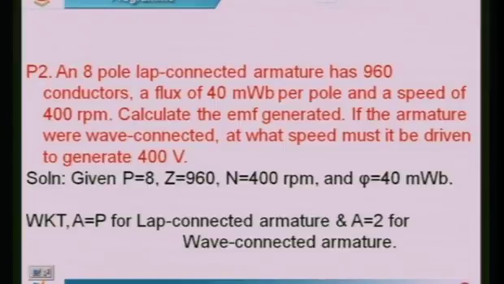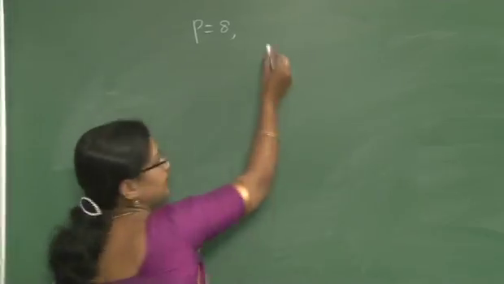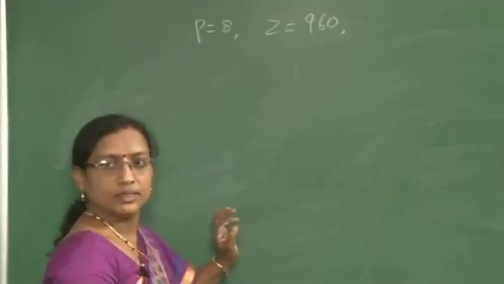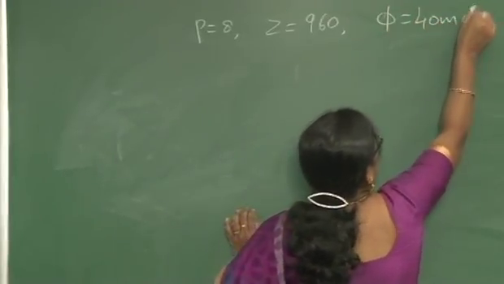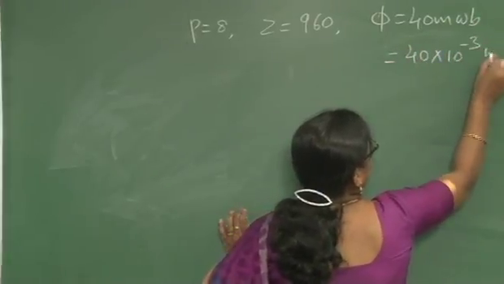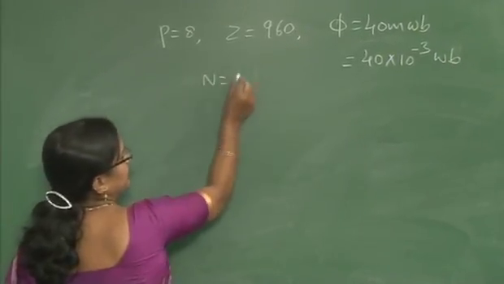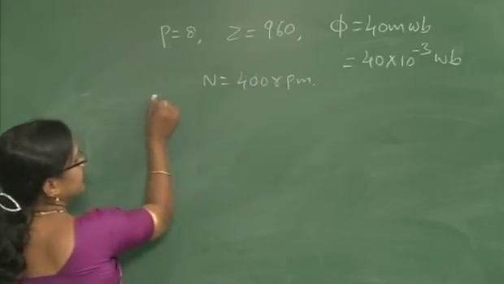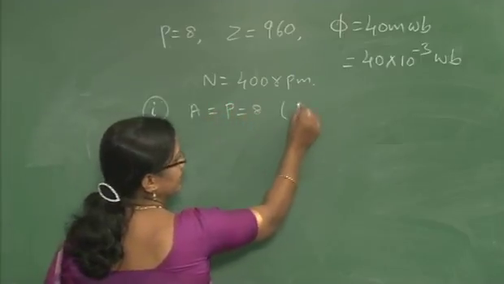So, now the data given in this case: P is equal to 8, the number of conductors is 960, then phi given is 40 milliweber. So, you have to convert this into Weber, multiply by 10 to the power minus 3. Then the speed given in this case is 400 rpm, and for the first case, A is equal to P is equal to 8 because it is lap connected.